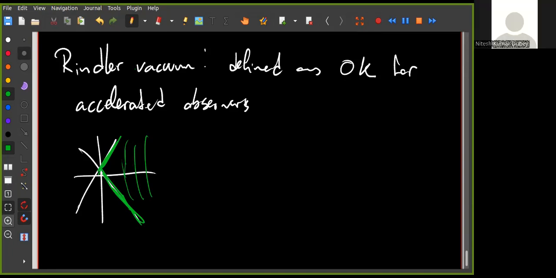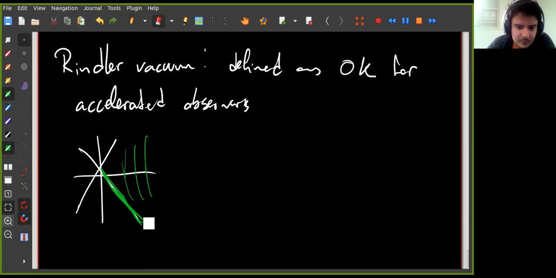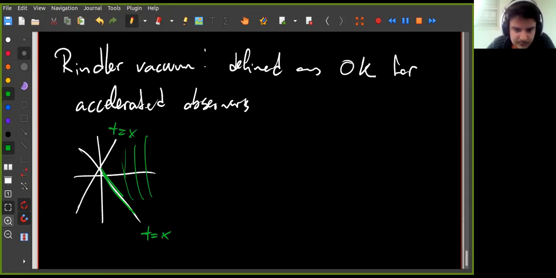I have one doubt. Sorry, could you cover again why the Rindler vacuum is not Hadamard? No, it is not Hadamard. It fails to be Hadamard at this boundary region where t equals x and where t equals minus x. It is not Hadamard. So it fails to be Hadamard in this red boundary.